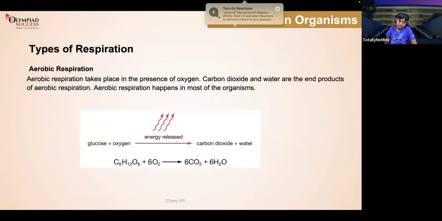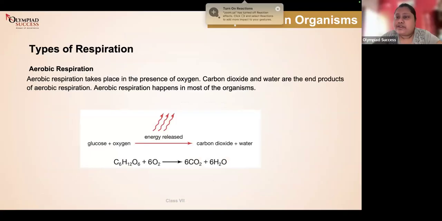Yes. Now moving into the types of respiration. Respiration is of two types, aerobic respiration and anaerobic respiration. Aerob means oxygen. So when respiration takes place in presence of oxygen, that type of respiration is known as aerobic respiration. This happens in the majority of organisms, like in us, we also do aerobic respiration.